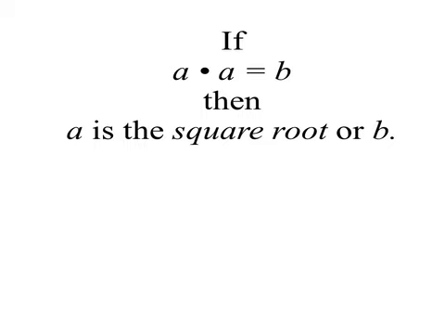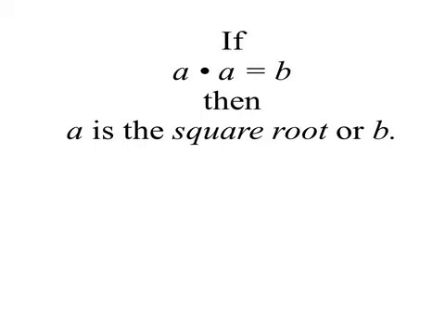If a number times itself is equal to another number, then we say that the first number is the square root of the second number. And we may write a is equal to the square root of b, where a is the first number and b is the second number.